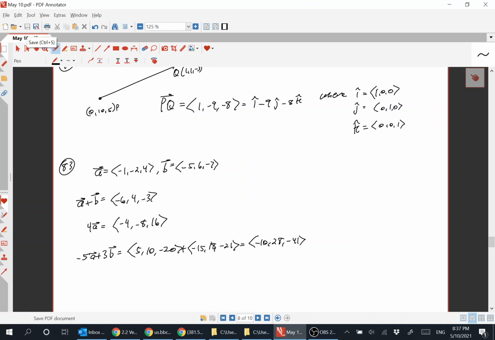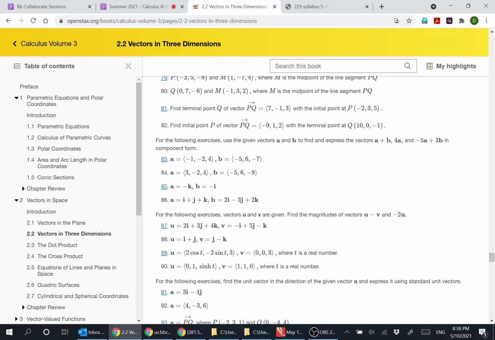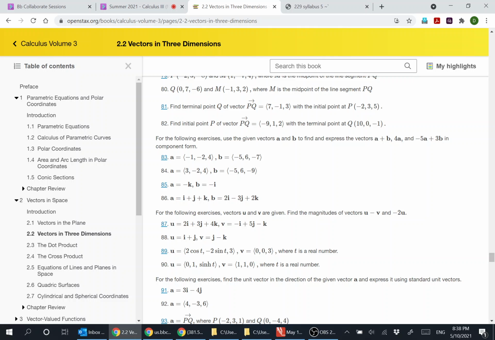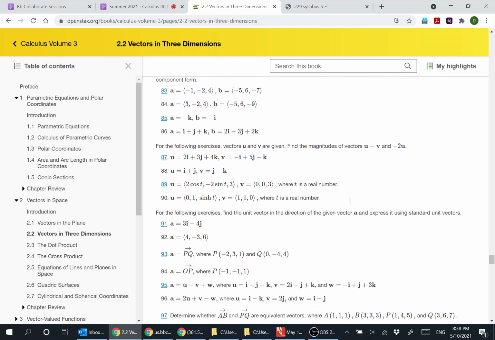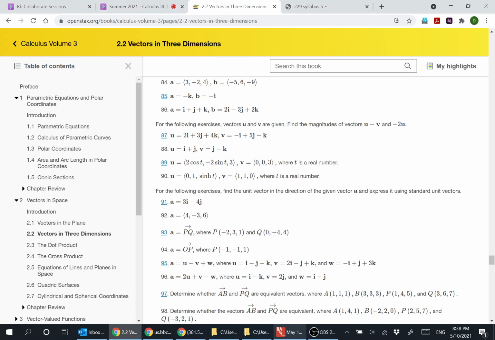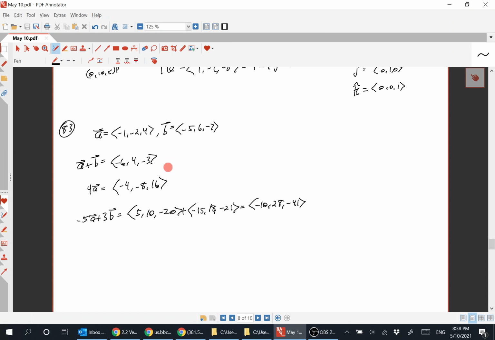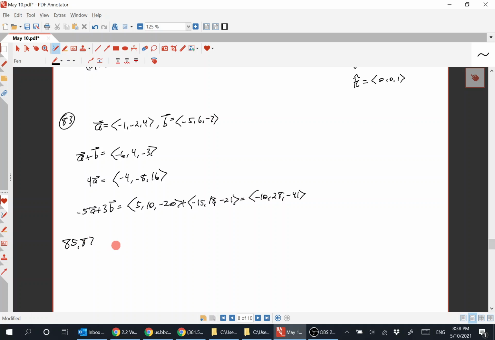Let's see what's left here. 85, 87, 92. That's 85. You can do that on your own. 87, same. 92. So 85, 87, you can do those on your own. There's nothing big deal there. Just like what we did in 83 here.